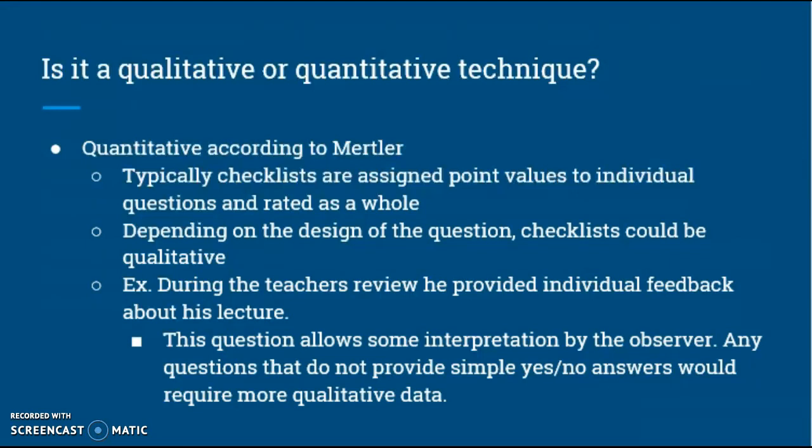But if there's something particular that the observer is looking for, that provides some kind of area for more than a simple yes, no. If they're looking a little bit more in depth, if they want, well, he talked about the standard and how the lecture reflected that, that would get into more of a qualitative. And through some of the research I read, a lot of the questions have to do with that type of response as opposed to a simple yes, no.